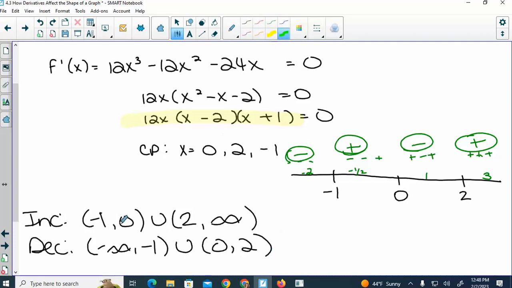Notice these points, -1, 0, 2. Those are my critical points. The critical points are where we change between increasing and decreasing. Is this okay with everybody?